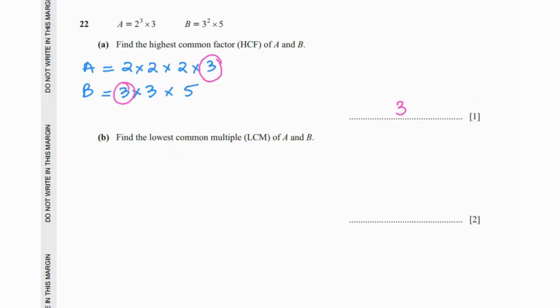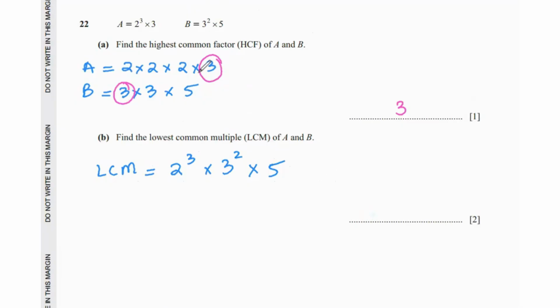Now for the lowest common multiple, the rule is different. We take all the numbers, but we take the highest power for each number. So the numbers we have are 2, 3, and 5. For 2, the highest power is cube. So 2 cube. Then for 3, the highest power is square. So 3 square. And 5 only exists once. So this is your LCM.